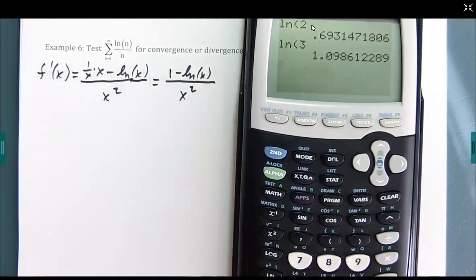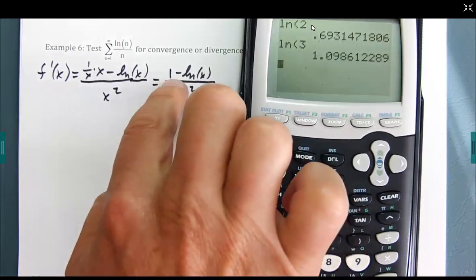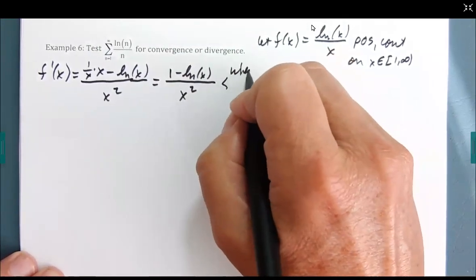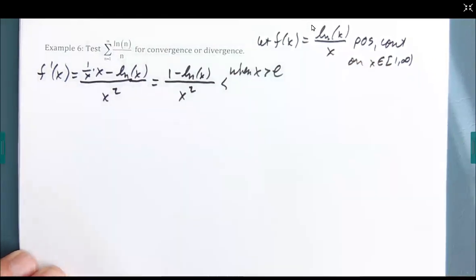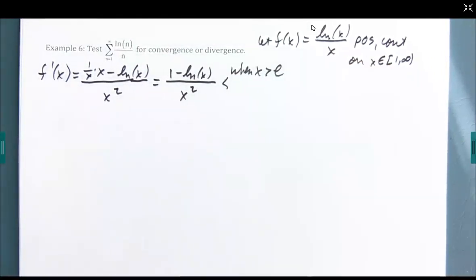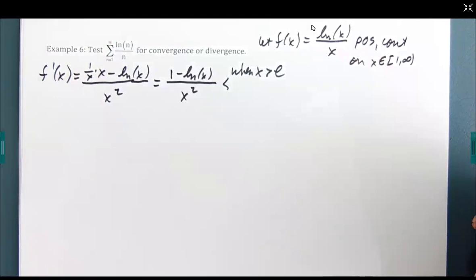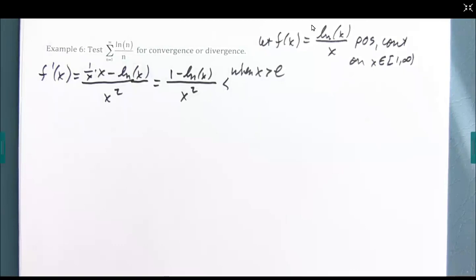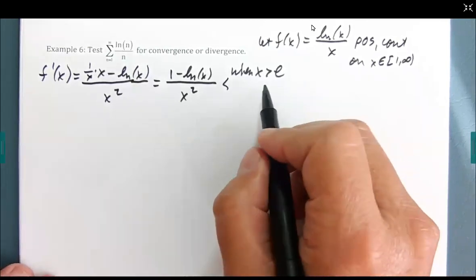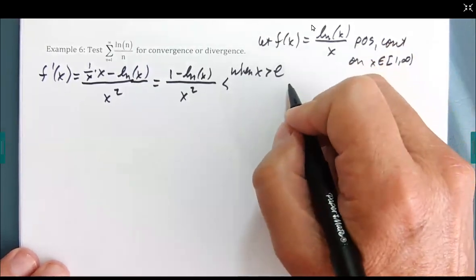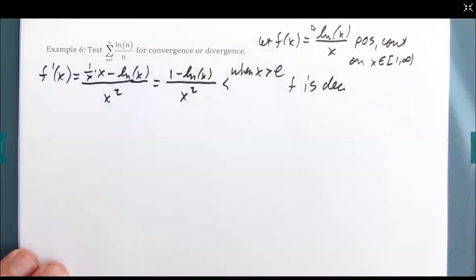so 1 minus 1 is 0. So as soon as it's bigger than e, it's going to make that whole numerator negative. So this is going to be negative when x is bigger than e. And please note, we're going to be going off to infinity. So most of it is. When x is anywhere from 1 to e, it is increasing. However, that added to something that is decreasing, which converges, will ultimately be decreasing. So as long as x is bigger than e, then f is decreasing, which means we can use the integral test.